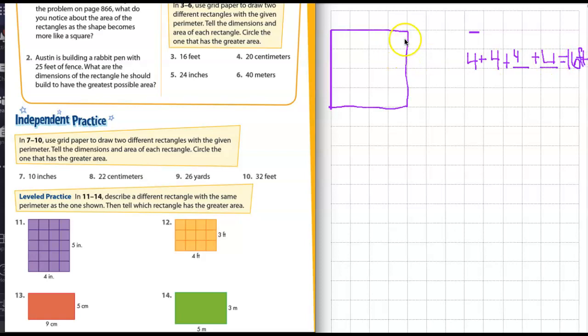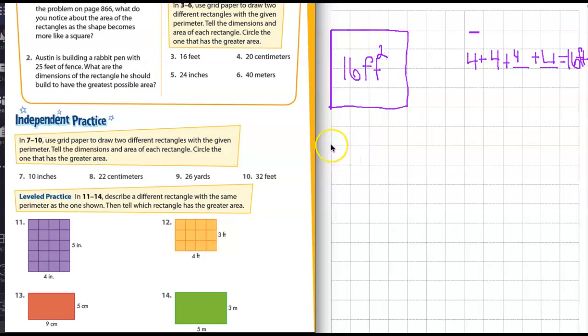And the area, if I count the inside, is 4 plus 4 plus 4 plus 4, which is 16. And remember, it's area, so it's the squares inside, so it's 16 feet squared, or 16 square feet.